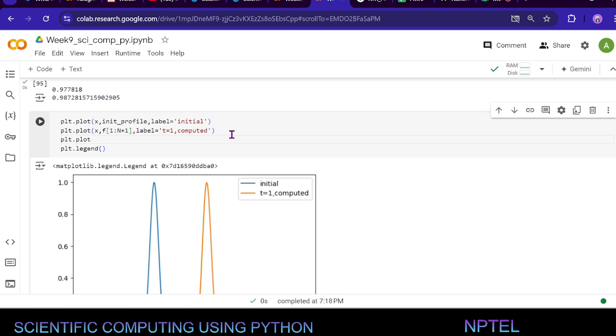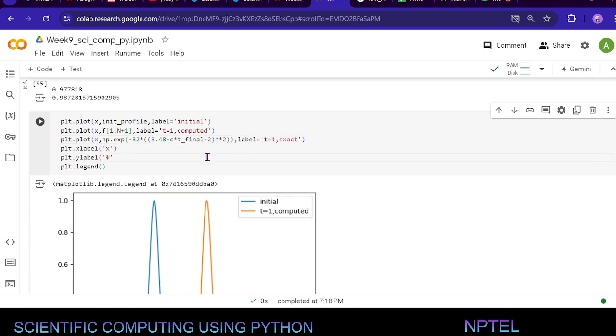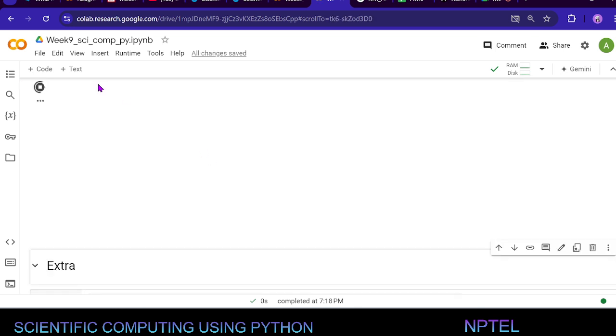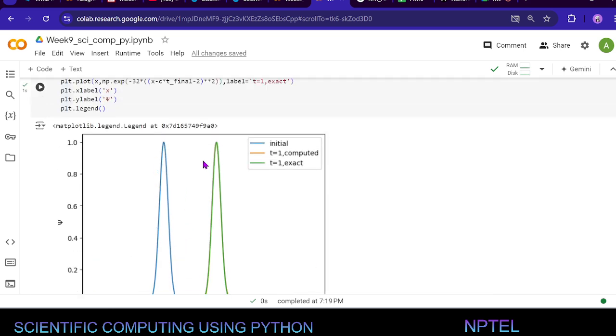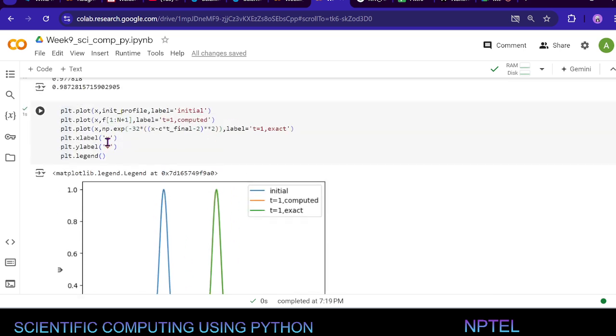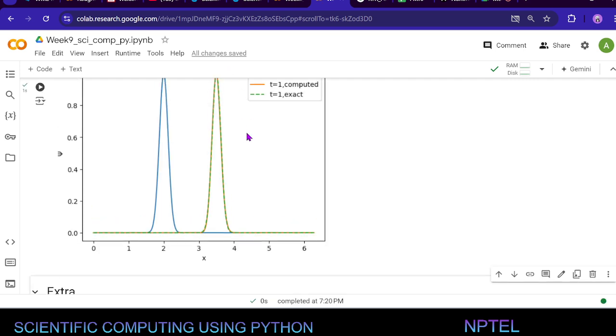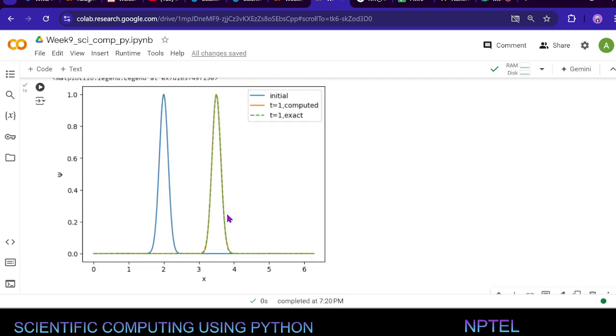So just plt.plot x comma this thing and label t is equal to 1 exact. It gives x label and y label as well. And instead of 3.48 we have the entire x array. Okay, and then we see that they almost coincide. We should make this a dashed line. Okay, so we see that they coincide, they collapse onto each other, so it's pretty exact.